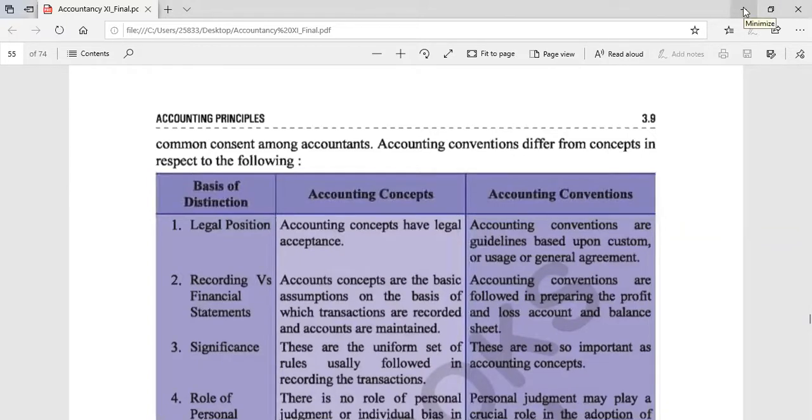Accounting conventions differ from concepts in the following respect. Okay, let me just take you through the difference. Although the difference is not asked, meaning there are very few chances that you will be asked the difference, still we'll go through it.